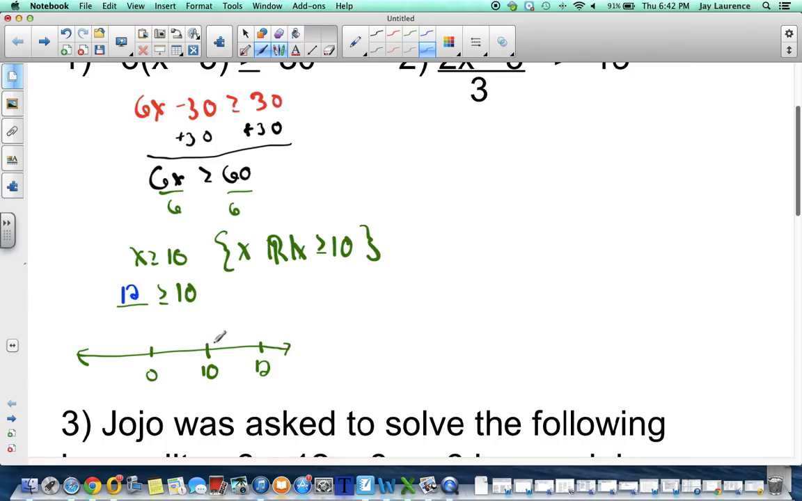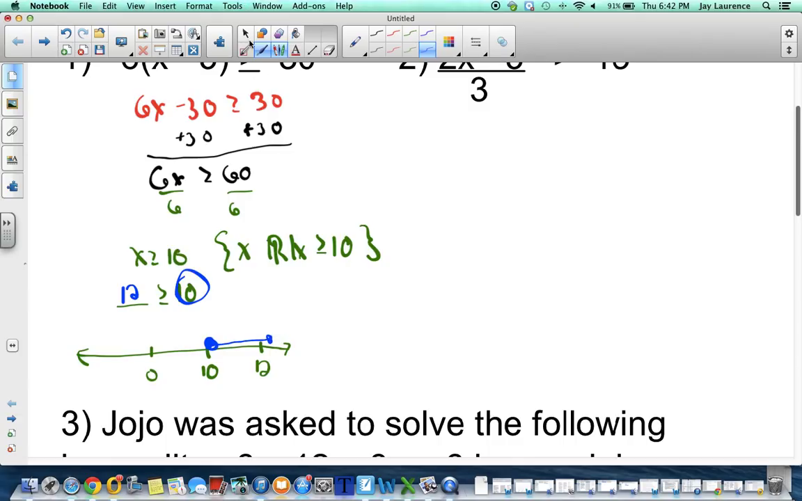So do I need an open point or a closed point here at 10? 10 is the key number. Well, it's a closed point, right? Remember, because it says equals 10, the number I put in there could be 10. Could be 11, could be 11 and a half, 11 and 3/4, could be 1,655, any number that's 10 or greater. And so I will shade this way.